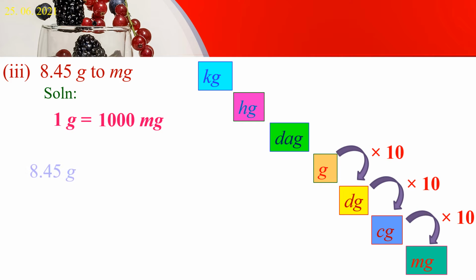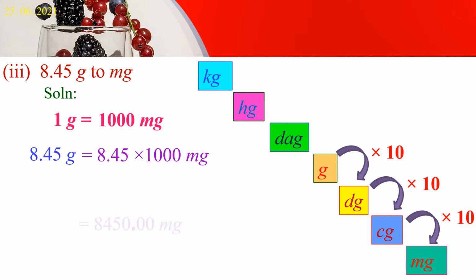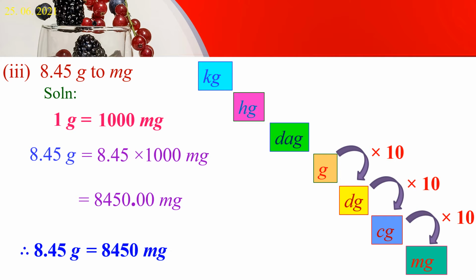To convert 8.45 gram into milligram, we have to multiply 8.45 by 1000. Then only we can convert it into milligram. On multiplying, we know very well that in 1000 there are 3 zeros. So we have to move the decimal point 3 steps to the right. On doing that, we get 8450 milligram as the solution for this sum. Therefore, 8.45 gram is equal to 8450 milligram.